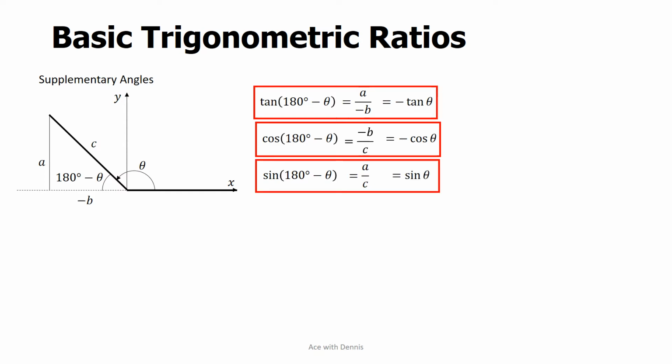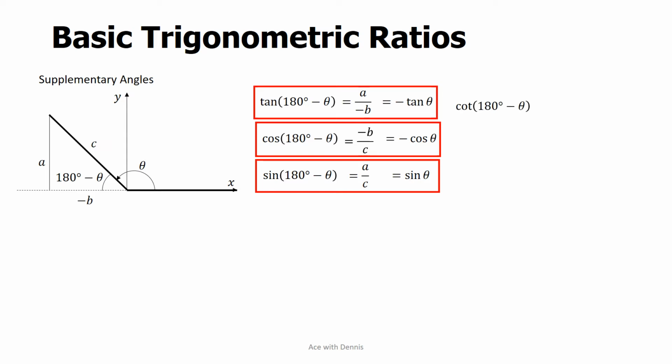Therefore, we can make a conclusion that tangent 180 degrees minus theta equals negative tangent theta. Cosine 180 degrees minus theta equals negative cosine theta. Sine 180 degrees minus theta equals sine theta.